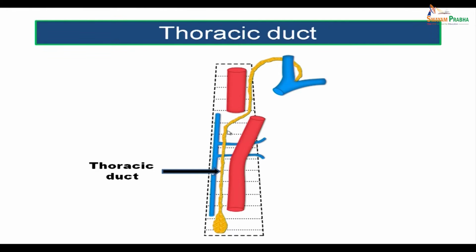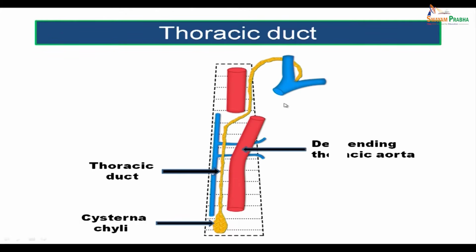It ascends up to reach the fifth thoracic vertebra, where it crosses to the left side behind all the structures present here, runs on the left side of the vertebral column to reach the neck. In the neck, it is going to form a loop by arching over, and it is going to end at the junction of the internal jugular with the subclavian of the left side, forming the left brachiocephalic vein.